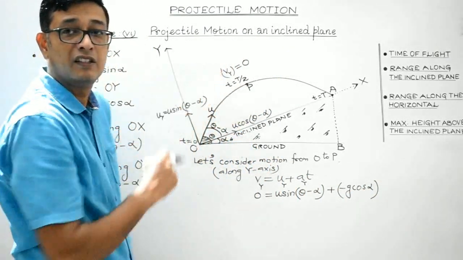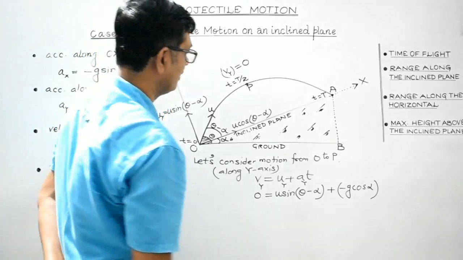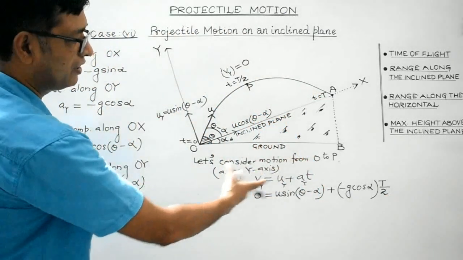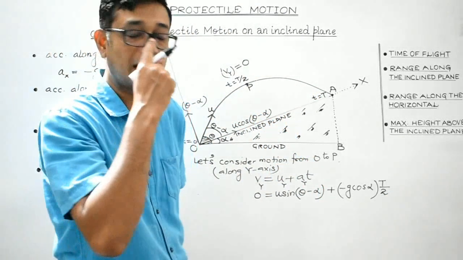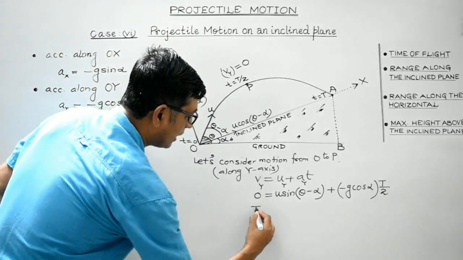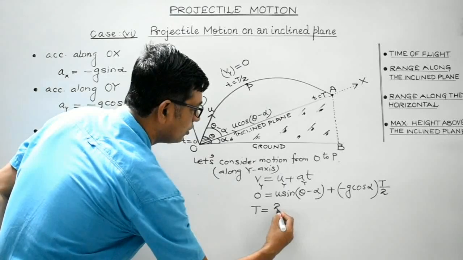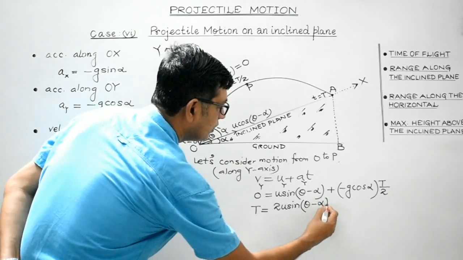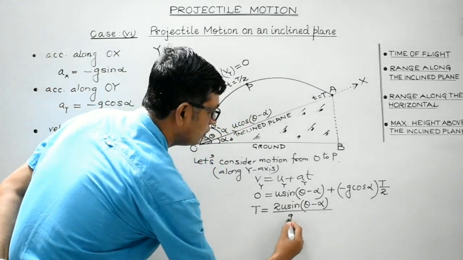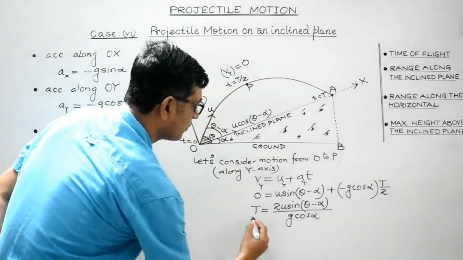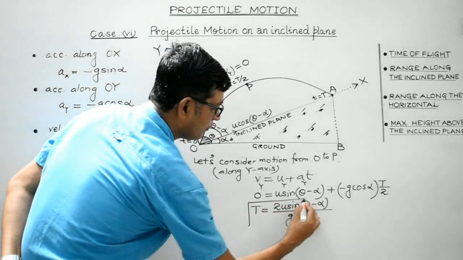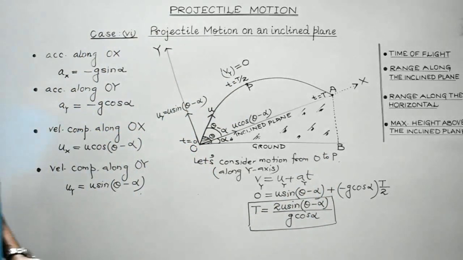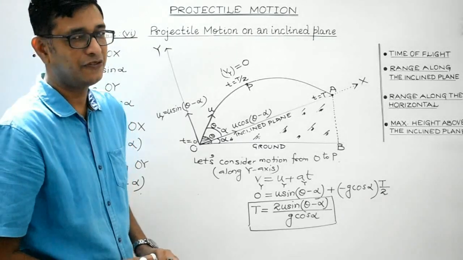From O to P, the body must have taken half the time of flight. That is, it is T by 2. So students, simply rearrange the terms and you will get the expression for the time of flight. So what you get is, time of flight will be equal to 2u sine (theta minus alpha) divided by g cos alpha. So students, this is the expression for the time of flight of a projectile on an inclined plane, right? This is the first important result.